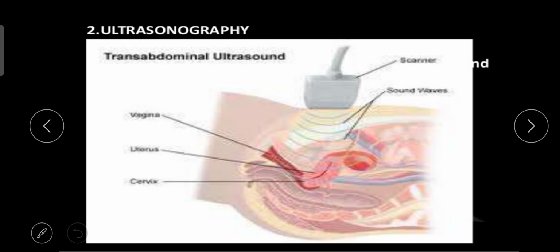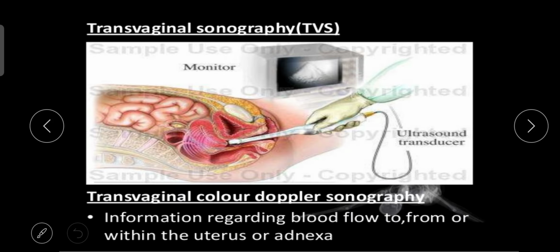Ultrasonography, you know there are two types: one is transabdominal, one is transvaginal. Transabdominal means they are going to do the scanning through the abdomen with the scanner machine. Transvaginal means they are going to introduce the probe into the vagina. Transvaginal color Doppler sonography gives information regarding the blood flow to or within the uterus or adnexa. So there are two types: transabdominal, above the abdomen, and transvaginal, through the vagina.